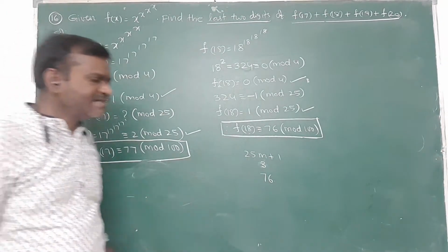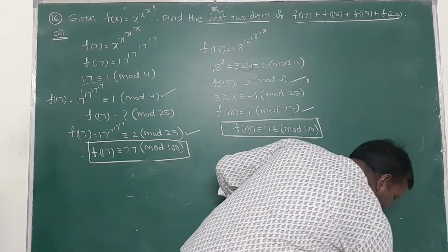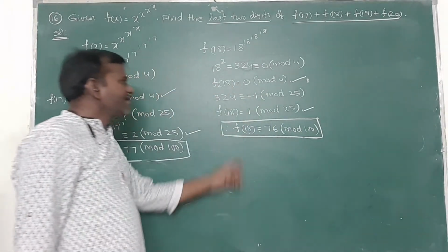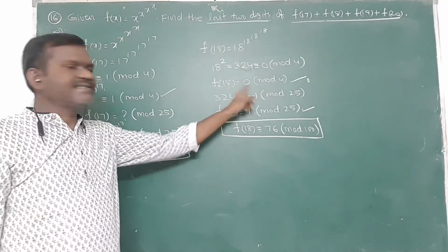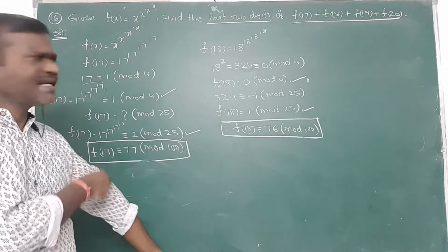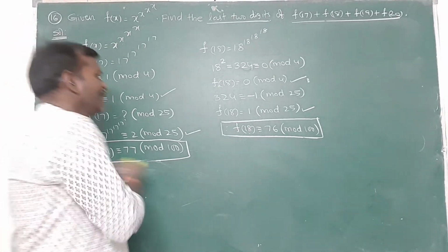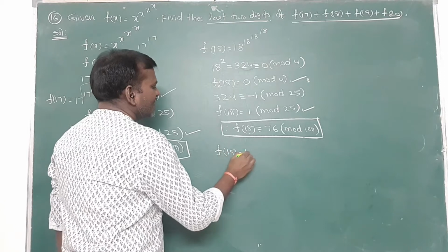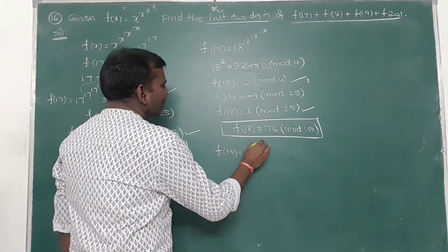Here, because 18 is an even number and also 324, the value of 18 squared, leaves a remainder of minus 1 when divided by 25 and remainder 0 when divided by 4. So that's why I wrote it directly here. Then f of 19. The value of f of 19 is 19 power 19 power 19 power 19.